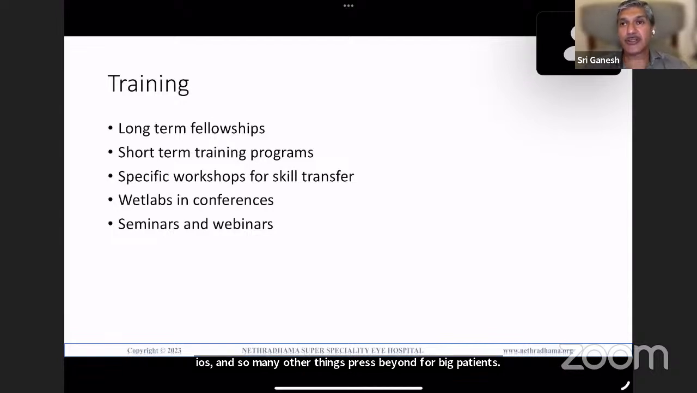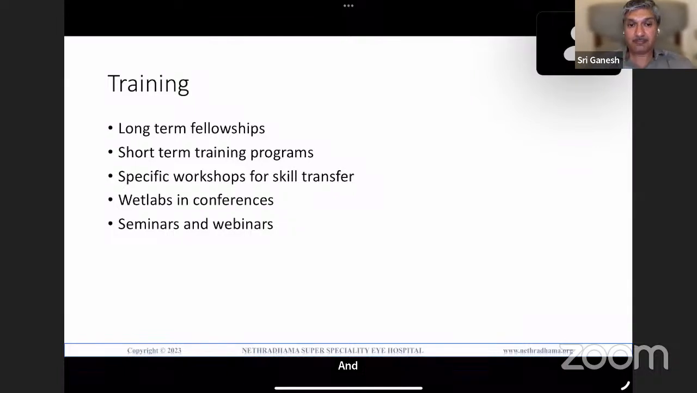So with a long-term fellowship, you will get into the specialty of refractive surgery, and then you will be mentored in refractive surgery, and then you learn everything about refractive surgery, all the procedures, what it offers, and then you can decide and practice refractive surgery as a subspecialty.